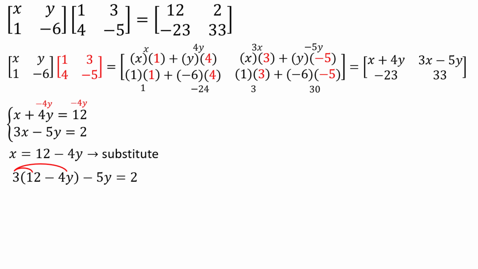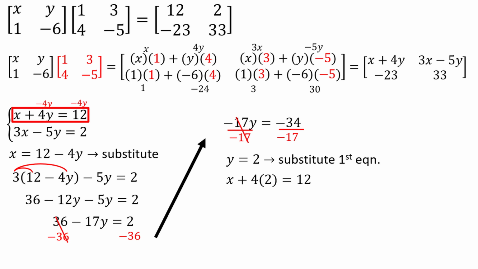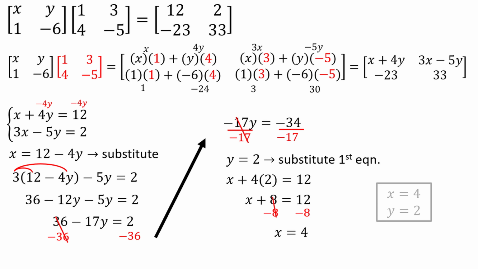Distributing the 3, I have 36 minus 12y minus 5y is equal to 2. Combining the y terms, I have 36 minus 17y is equal to 2. Subtracting 36 from both sides, I have negative 17y is equal to negative 34. Dividing each side by negative 17, I have y is equal to 2. Now I can plug this back into either equation to find x. I'm going to use the first equation. I have x plus 4 times 2 is equal to 12. That means that x plus 8 is equal to 12. Subtracting 8 from both sides, I get x is equal to 4. That means the solution is x equals 4 and y equals 2.